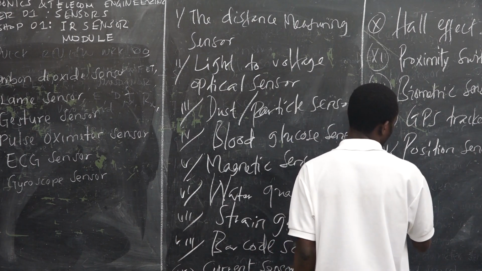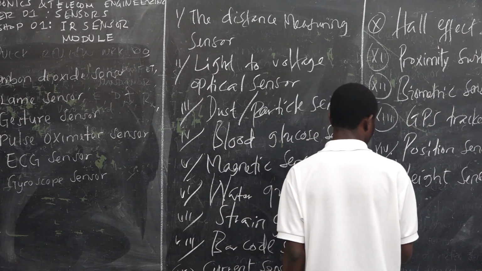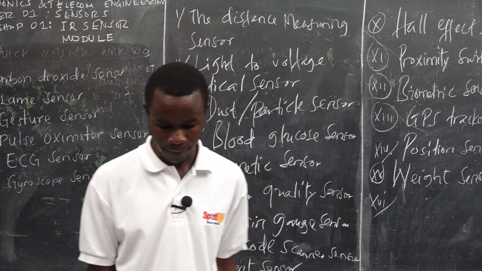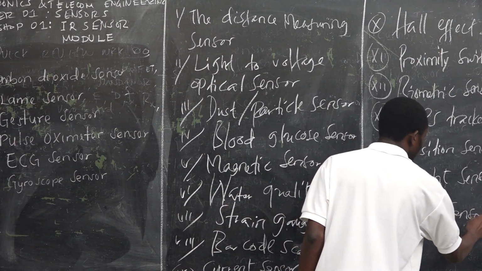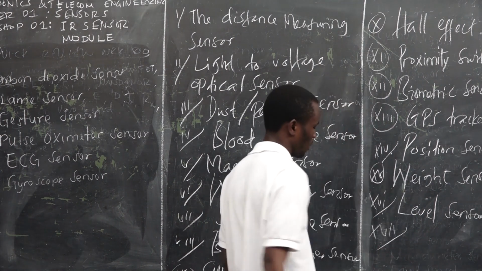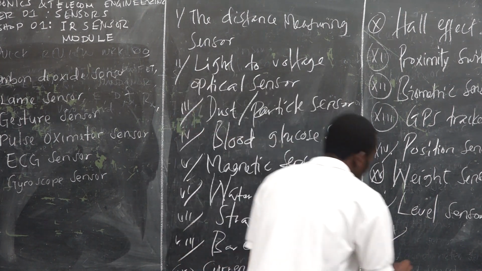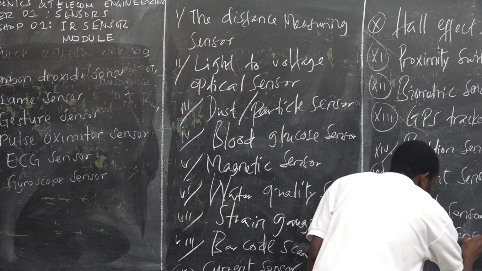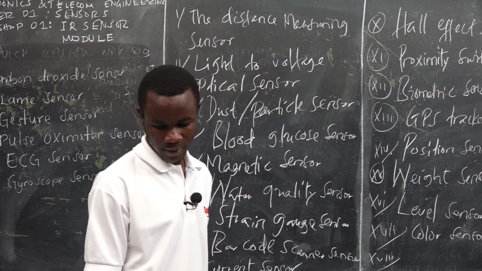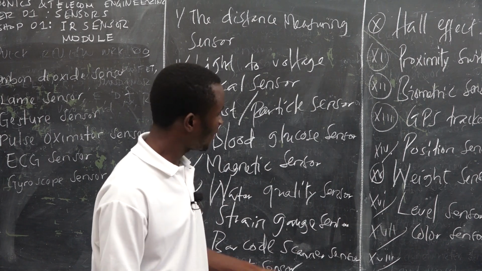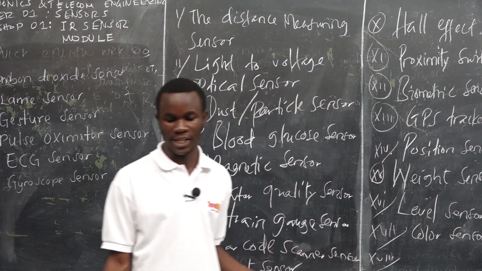Position sensor. Weight sensor. Level sensor. Level sensor is just like the liquid level sensor or water level. The level sensor is used to determine the level of liquid or solid in a container.